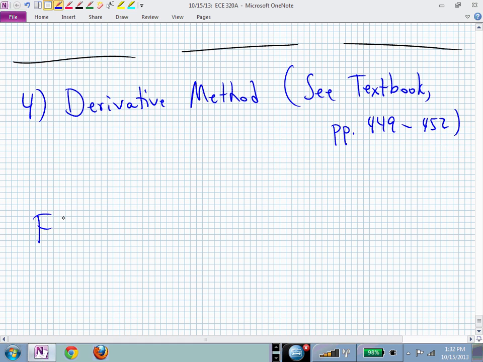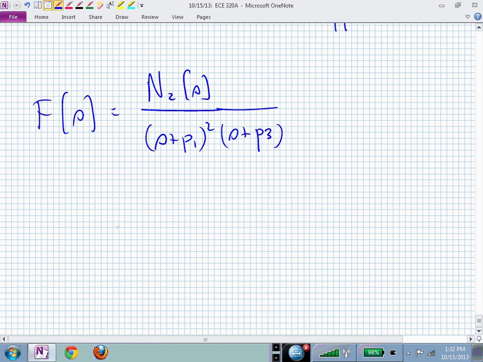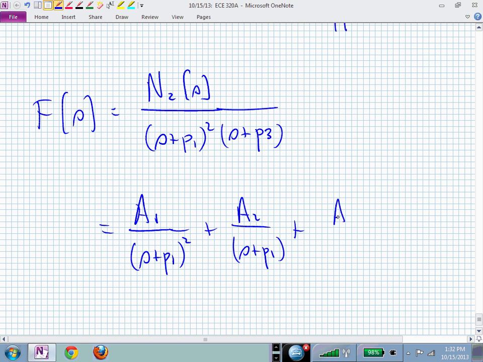Suppose now we have this F of s equaling N2 of s over s plus p1 squared times s plus p3. So that I now have some a1 over s plus p1 squared plus an a2 over s plus p1 plus an a3 over s plus p3.